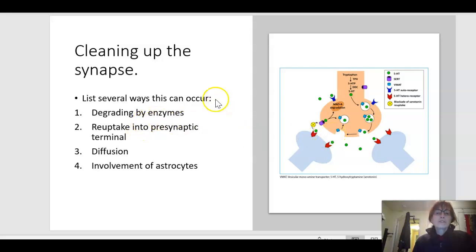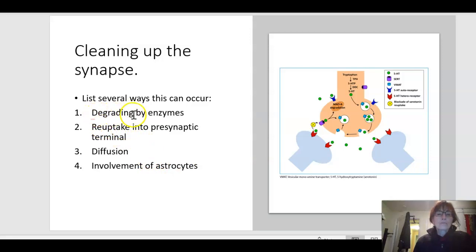So there are several ways we know we can clean up the synapse, and this one happens to be a mechanism that serotonin has, a reuptake mechanism right here. Once this serotonin has activated this postsynaptic cell, it's going to get pulled in and brought back into vesicles. We can block that using selective serotonin reuptake inhibitors, or SSRIs. That was one thing we talked briefly about. So that's the reuptake mechanism.